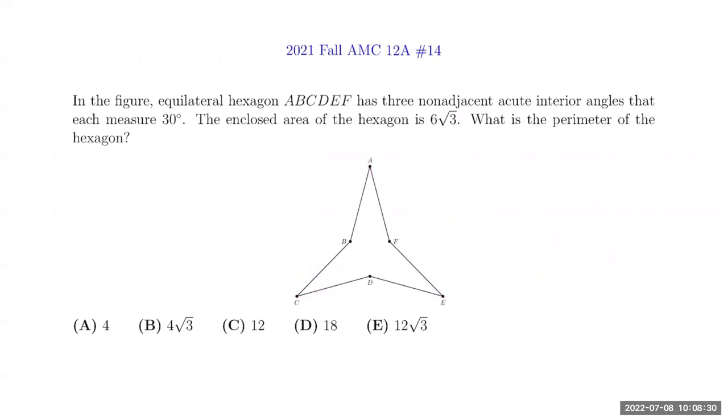In the figure, equilateral hexagon ABCDEF has three non-adjacent acute interior angles, each measuring 30 degrees. The enclosed area of the hexagon is 6√3. What is the perimeter of the hexagon?